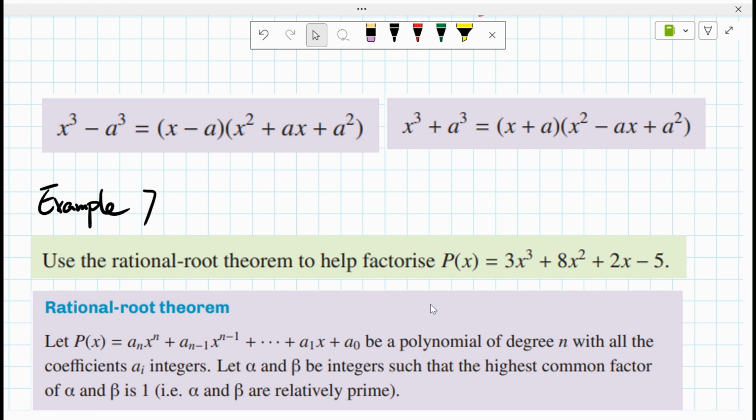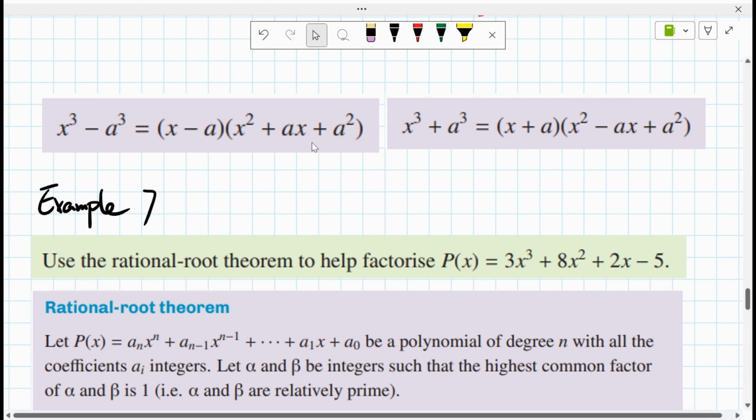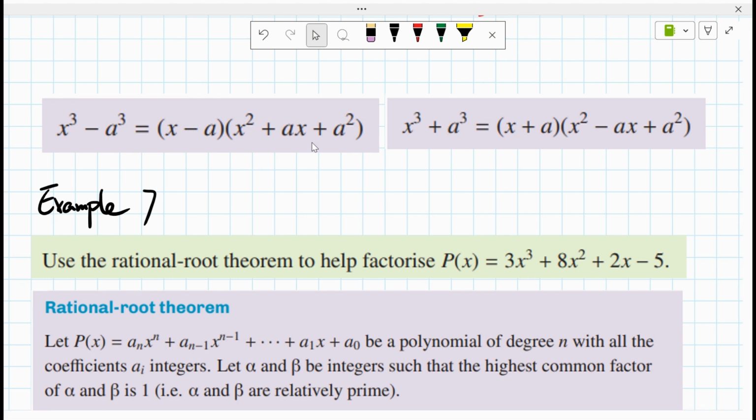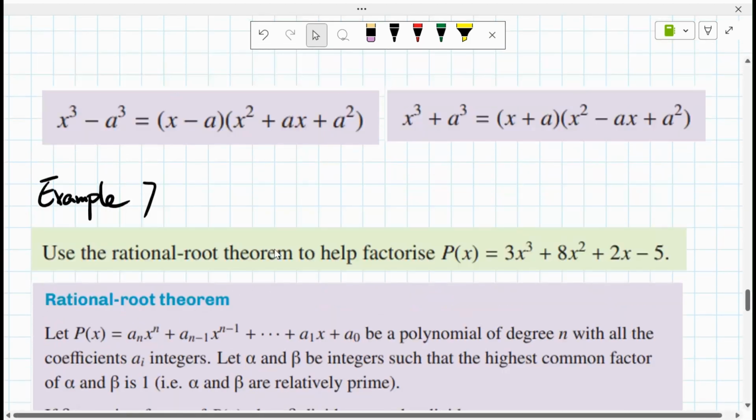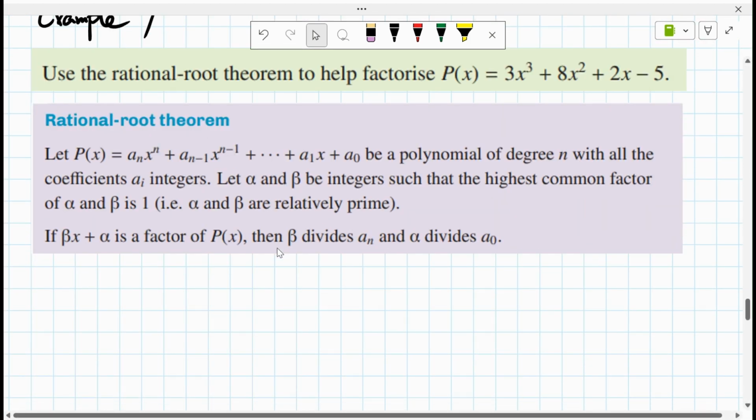All right, first things first, we also learn some solving of polynomial equations today. Please write those two down in your reference book, and they're going to help you anytime. And then let's have a look at what the rational root theorem looks like. So what is the rational root theorem?